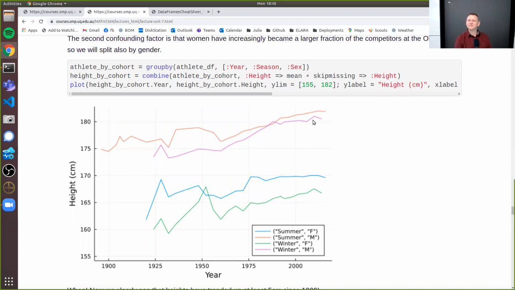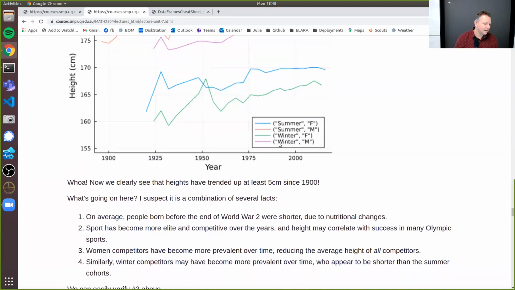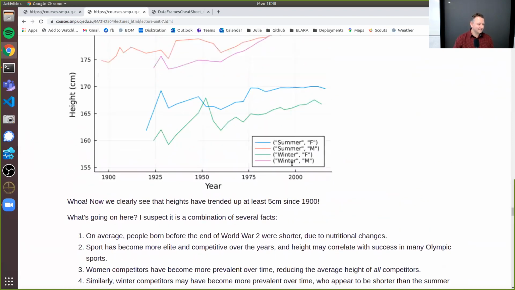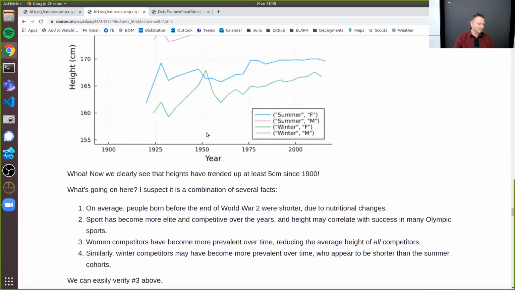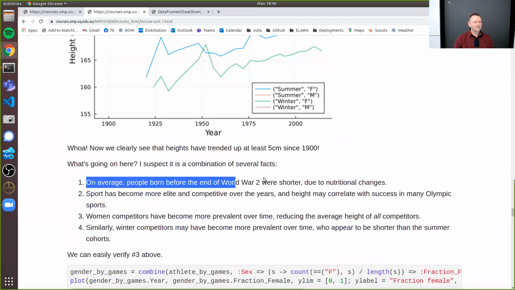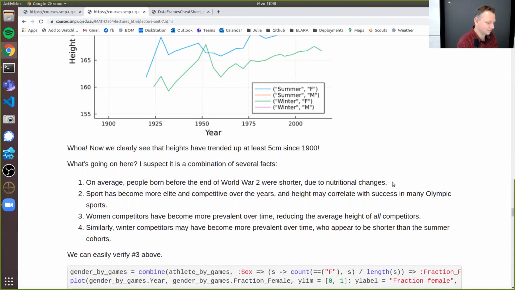Now that we've used the tools and split apart the data, we're starting to tease out the true relationships here. Things were kind of being hidden. I find this really interesting. My hypothesis here is that on average, people were born shorter, they grew shorter because of mostly nutritional changes.